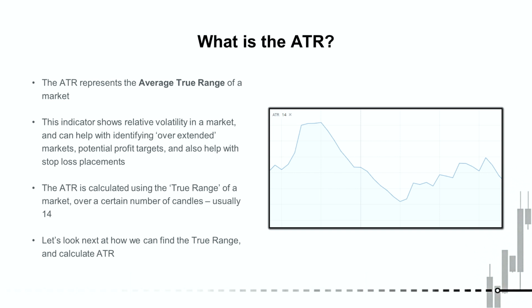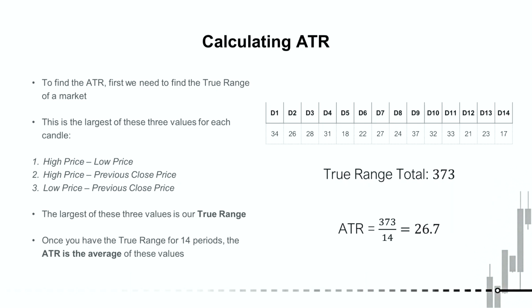So now we see kind of what the ATR means. How do we actually calculate this? Most brokers will do this for you, but I think it's always good to have an appreciation for how the indicator works. So to find the ATR value, first we need to find the true range across a period. Now, when we're talking about the true range, what we're talking about here is the highest of three potential values. It's the highest price of the market minus the lowest price, or the highest price minus the previous close, or the lowest minus the previous close. So out of those three calculations, whichever is the largest is our true range for the day.